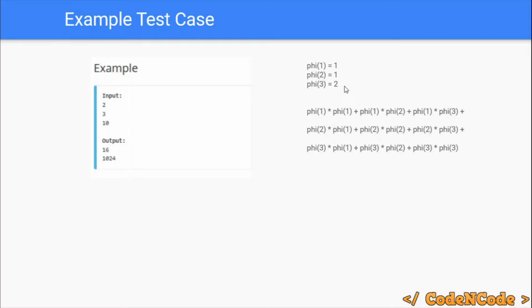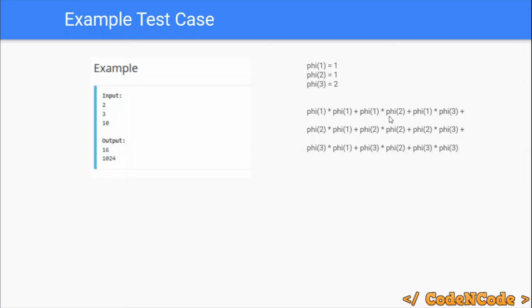Now phi, or Euler's totient function, I've already explained in the previous lectures of number theory. So if you have no idea, just go and watch the lecture before continuing here. So for n equal to 3, the total sum is going to be phi of 1 into phi of 1 plus phi of 1 into phi of 2 plus phi of 1 into phi of 3. Similarly for 2, phi of 2 into phi of 1 plus phi of 2 into phi of 2, and so on. So this is the overall solution for n equal to 3.